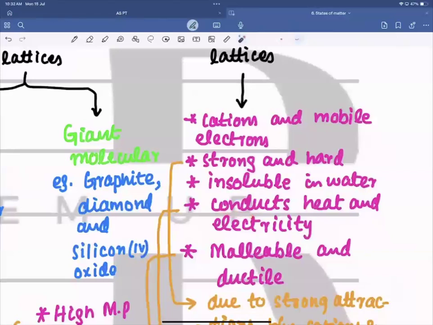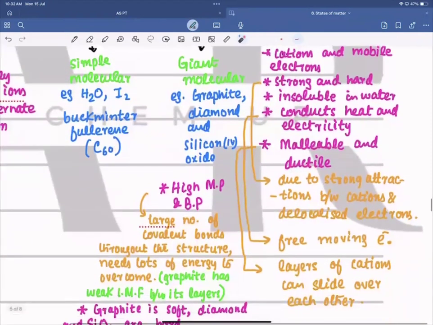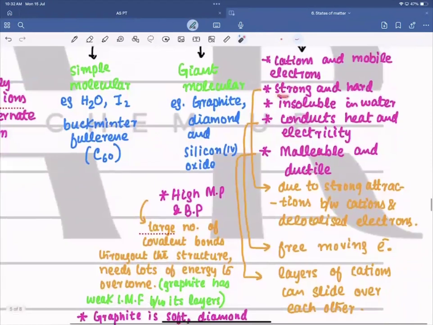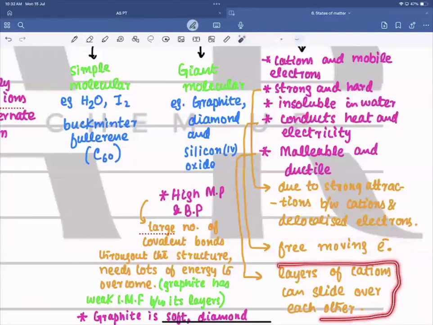They have free moving electrons, so they conduct heat and electricity, and they are malleable and ductile. With the yellow line over here, I have mentioned the reasons why they are strong and hard: the strong attraction between the cations and the delocalized electrons makes them strong and hard. They conduct heat and electricity. Why? Because they have free moving electrons. Now, they are malleable and ductile. Why? Because the layers of cations can slide over each other. When we apply force, the layers can slide, which makes them malleable and ductile.